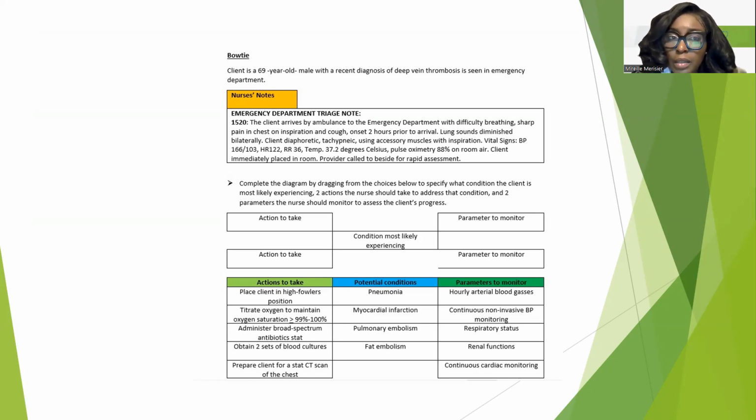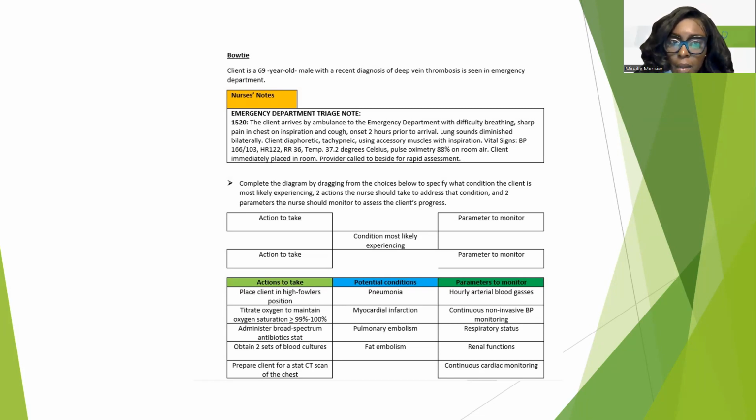The vital signs: blood pressure 166/103. The heart rate is 122. The respirations are 36. The temperature is 37.2. The pulse ox is 88 on room air. The client is immediately placed in a room. Provider is called to bedside for rapid assessment.